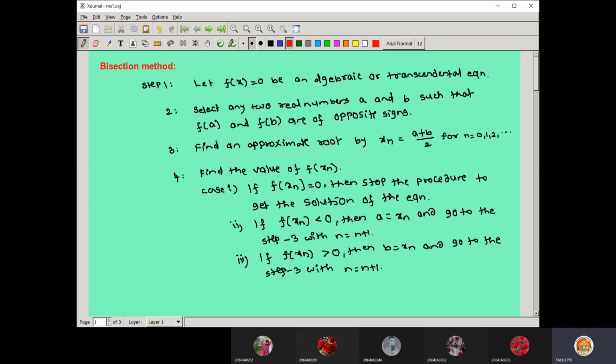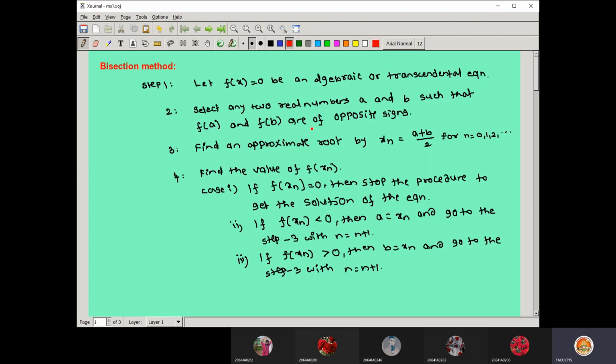Then you calculate the approximate root denoted by xn. It is (a plus b) divided by 2, where n always starts with 0, 1, 2 and so on. Then that calculated approximate value is substituted in the given expression, f of xn. If that expression is equal to 0, then you stop the procedure. That gives the solution. If it is less than 0, then a is replaced by xn. If greater than 0, b is replaced by xn. These are the only three important cases when you are using the bisection method.